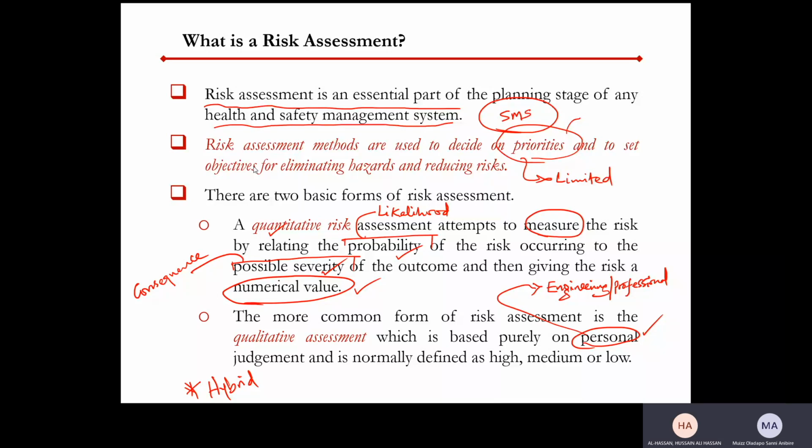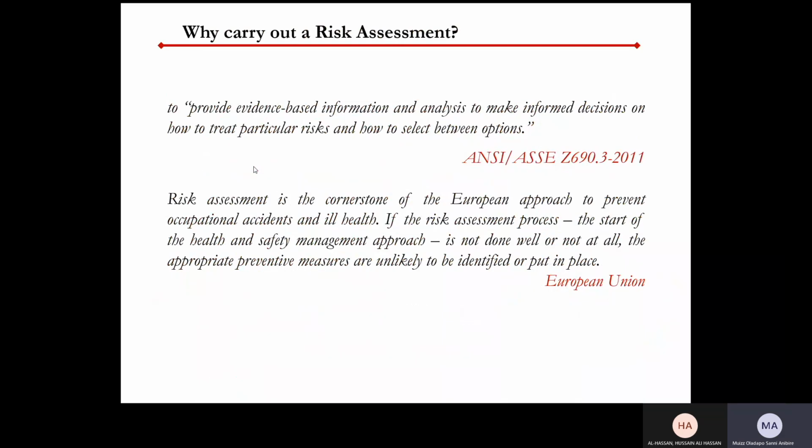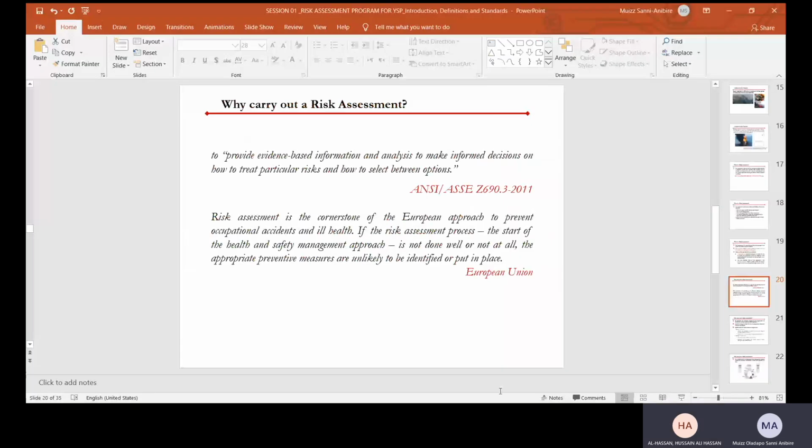All right, we're going to stop here because the class time is up. Next class we're going to continue from why we need to carry out risk assessment. What is the objective, or why do we need to do risk assessment? What do we have to gain from that? And things like that.